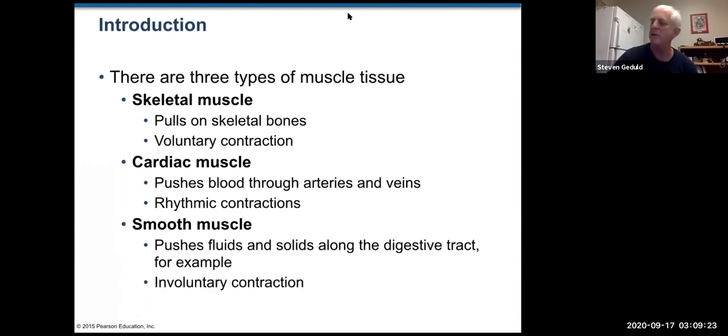Smooth muscle pushes fluid and solids along the digestive tract, and it's involuntary contraction. So skeletal muscles and cardiac muscles have striations when you look at them on the histological slide. Smooth muscles do not.